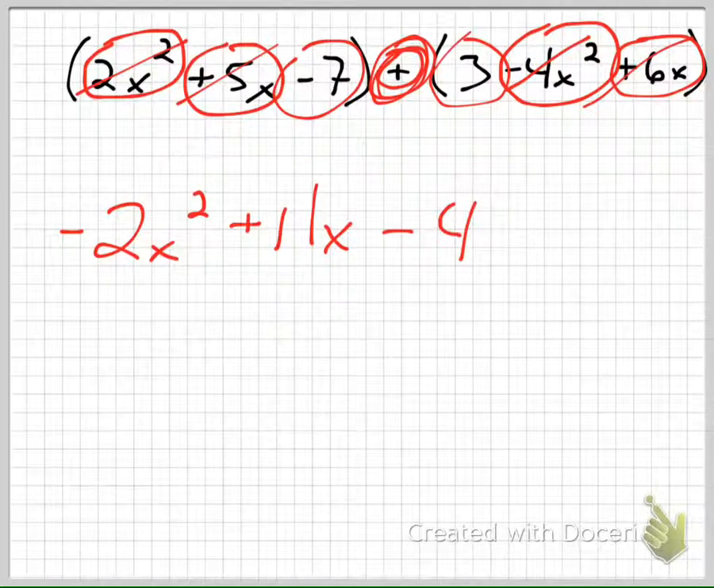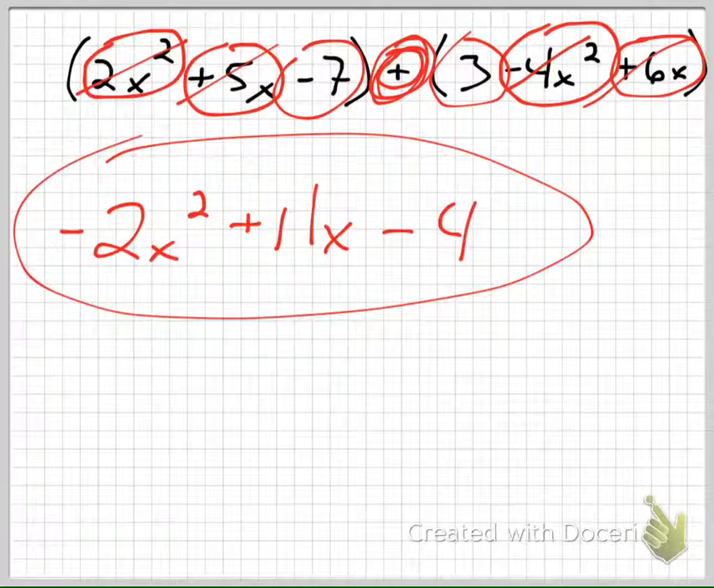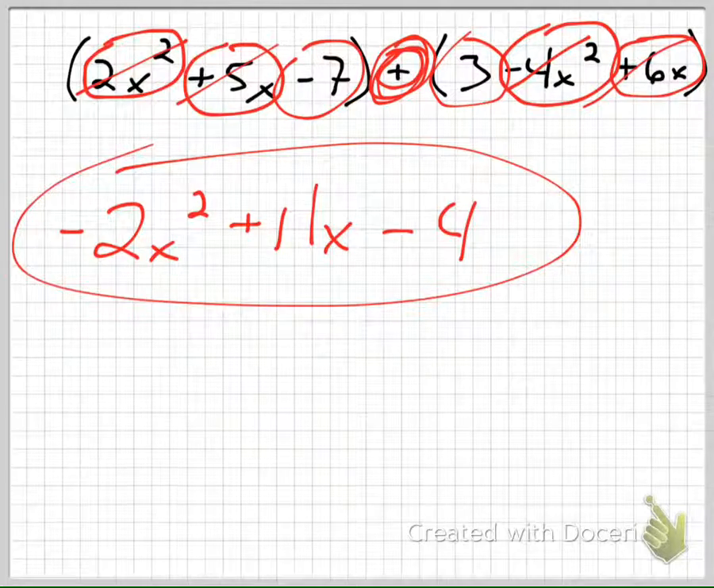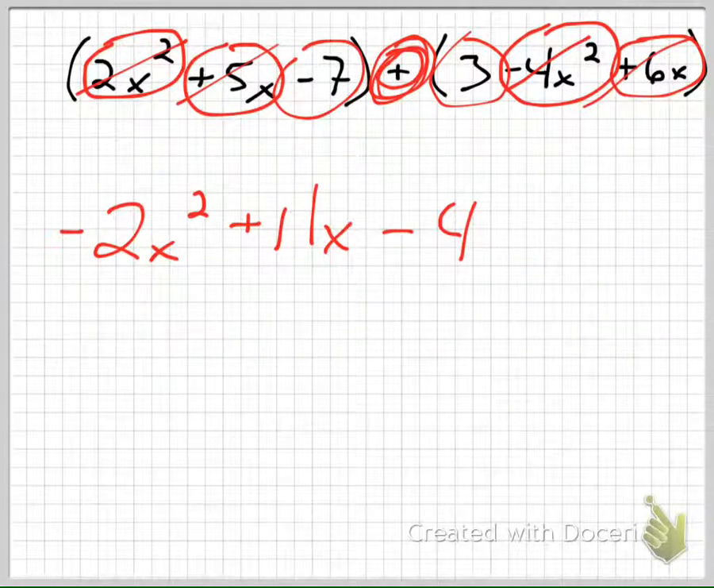Negative 4. When you're done, you have to look at this and make sure, is this written in standard form? Everything now gets written in standard form. All the time. Any answer you give me, it gets written in standard form. Standard form means you put the highest degree first, right? So, okay. Is that written in standard form? Yeah, we're done. Okay. Does that make sense? It's real simple. Now, so here's our answer.